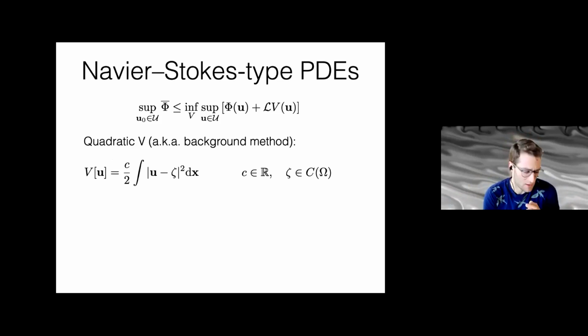So the background method has typically been, well, actually it hasn't been written in this way. The fact that there exists such a functional V has sort of been implicit in most of the analysis in the past. But what is described as the background method in the literature is exactly equivalent to choosing a V of this form, where zeta is a known function. And I wrote that zeta is continuous, but it actually has to have one or two derivatives as well. So in other words, U is your unknown PDE solution, but zeta is a chosen function.